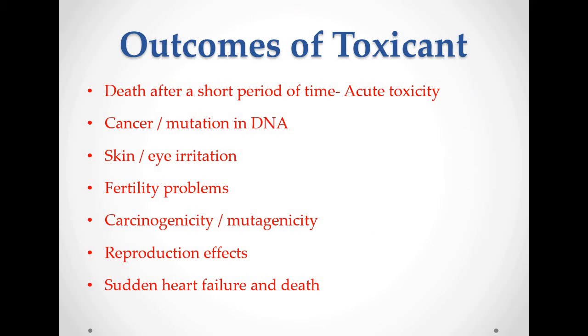Outcome: when we look into the outcomes of a toxicant, death after a short period of time. So that type of toxicity is called acute toxicity. And the other outcomes are cancer and mutation in DNA, skin or eye irritation, fertility problems, carcinogenicity, mutagenicity, reproduction effects, sudden heart failure and death.